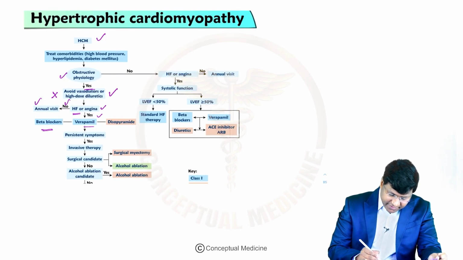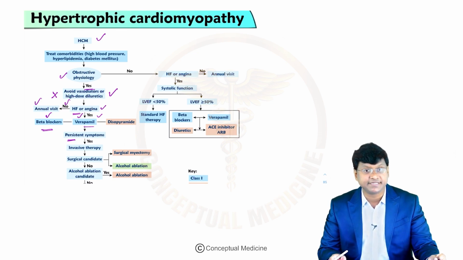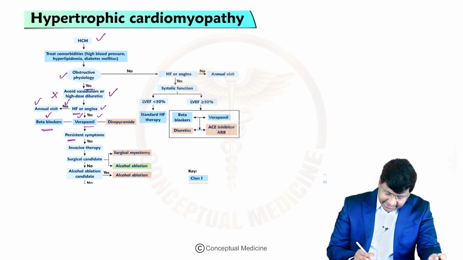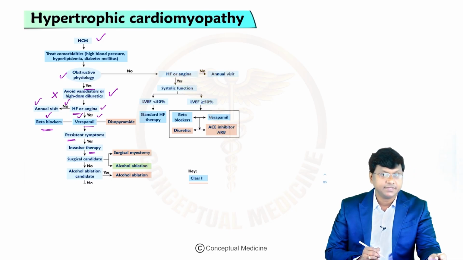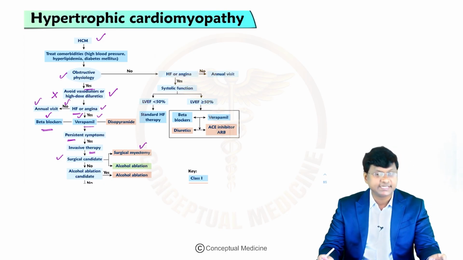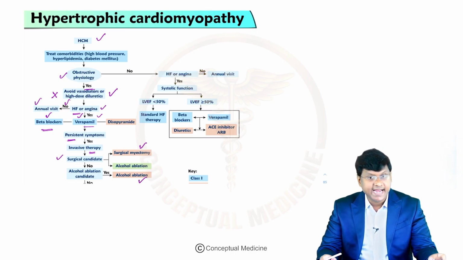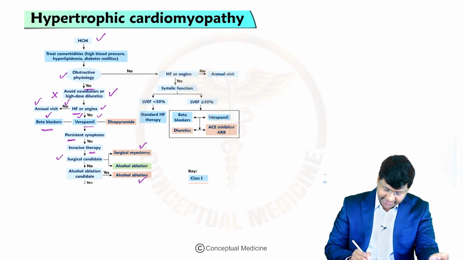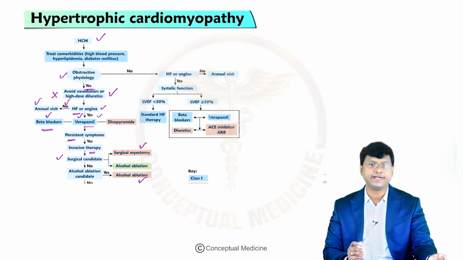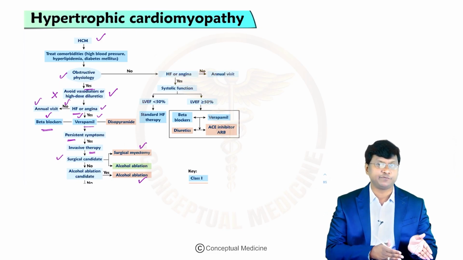Now, in spite of giving beta blockers and verapamil, if there are persistent symptoms, then invasive therapy has to be done. Then he is a surgical candidate. If he is suitable for surgery, then surgical myomectomy or alcohol ablation should be done. And if he is not suitable for surgery, then dual chamber pacing has to be done. So this is the story if the individual has an obstructive physiology.